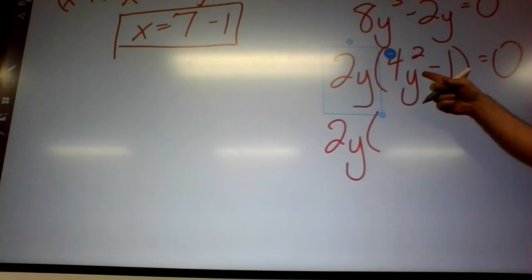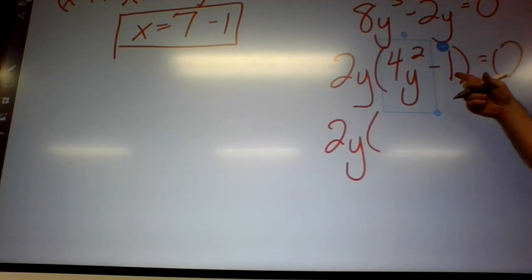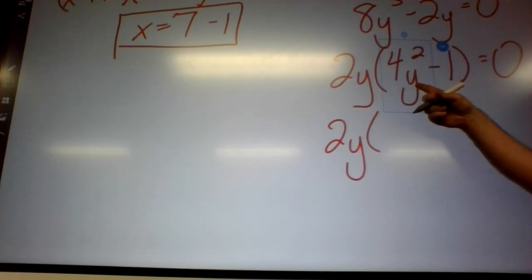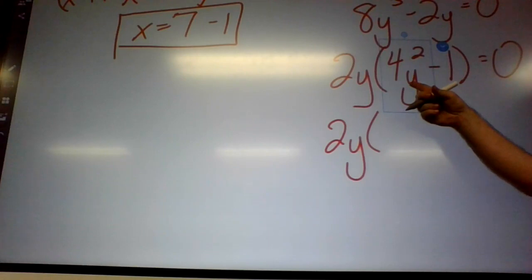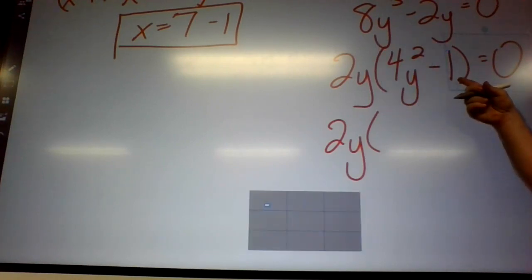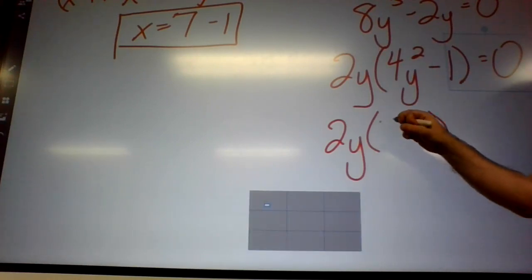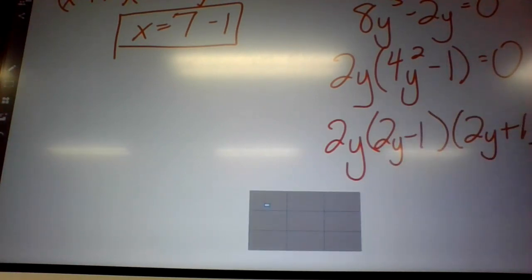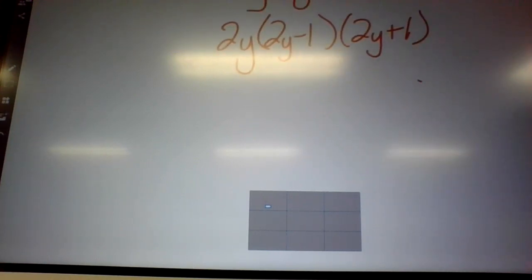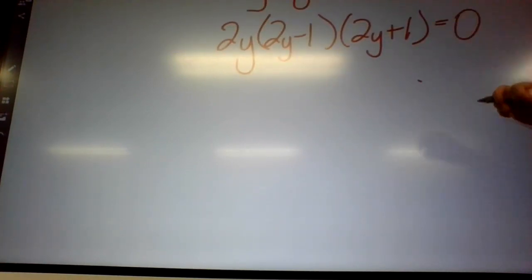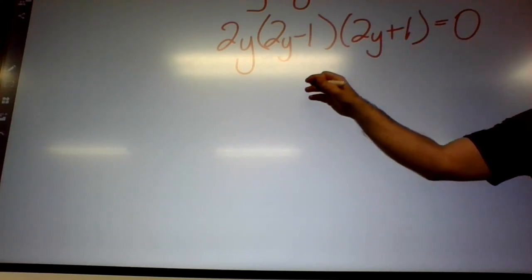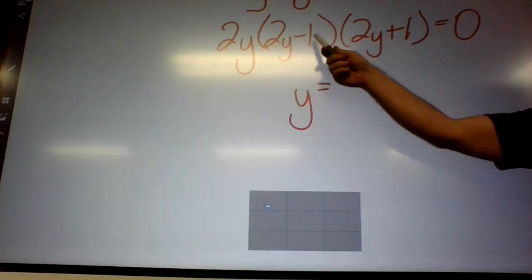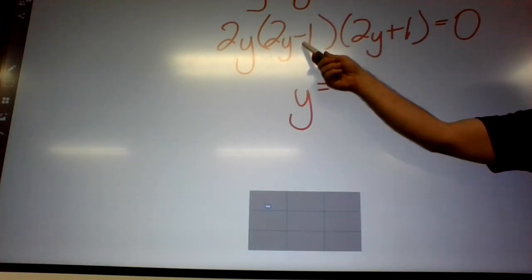This is called a square minus a square. You guys remember this? They're squares because they have square roots. What's the square root of this? 2y. What's the square root of 1? 1. So it just is 2y minus 1 and 2y plus 1. And all that equals 0. So what y values would work for this? Negative a half, positive a half, and 0.